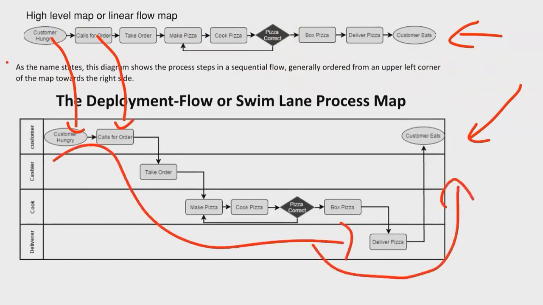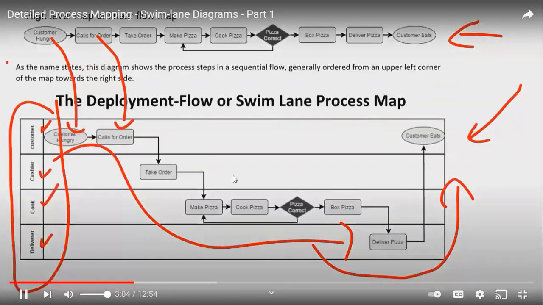What swim lane diagrams do, though, is they also include another important element for process analysis, and that is the stakeholder interaction within the process itself. You can see here we've got the customer, the cashier, the cook, and the delivery driver. They each have their own lane because they all interact in the process flow itself.